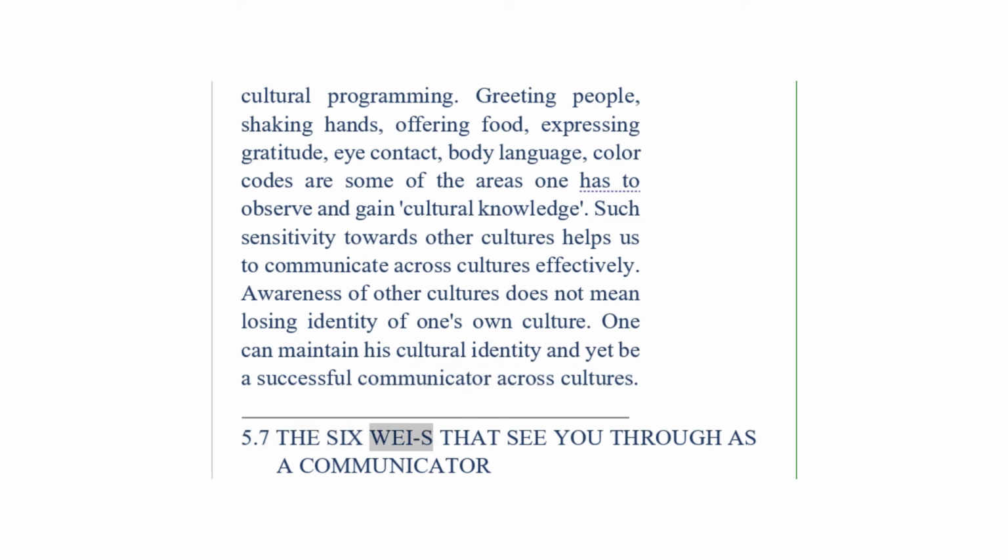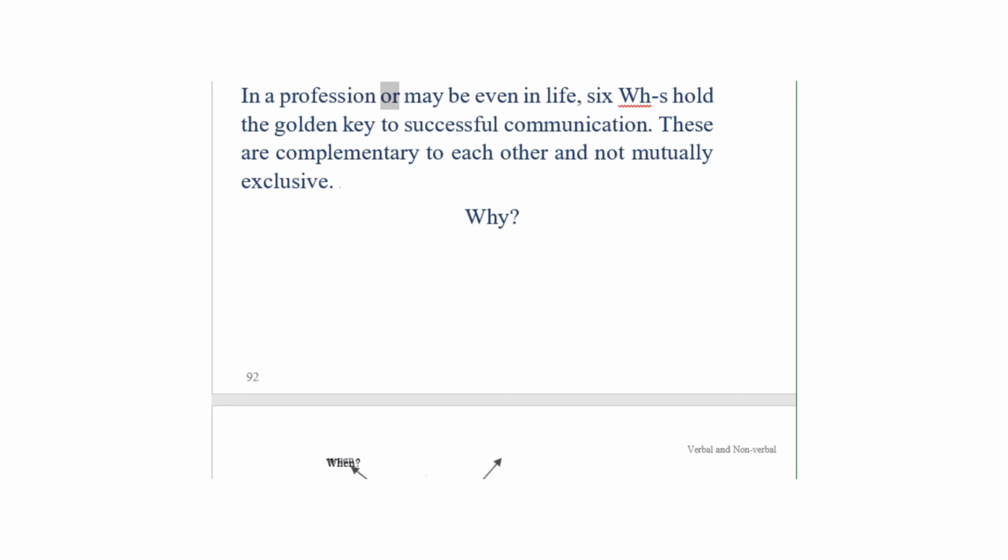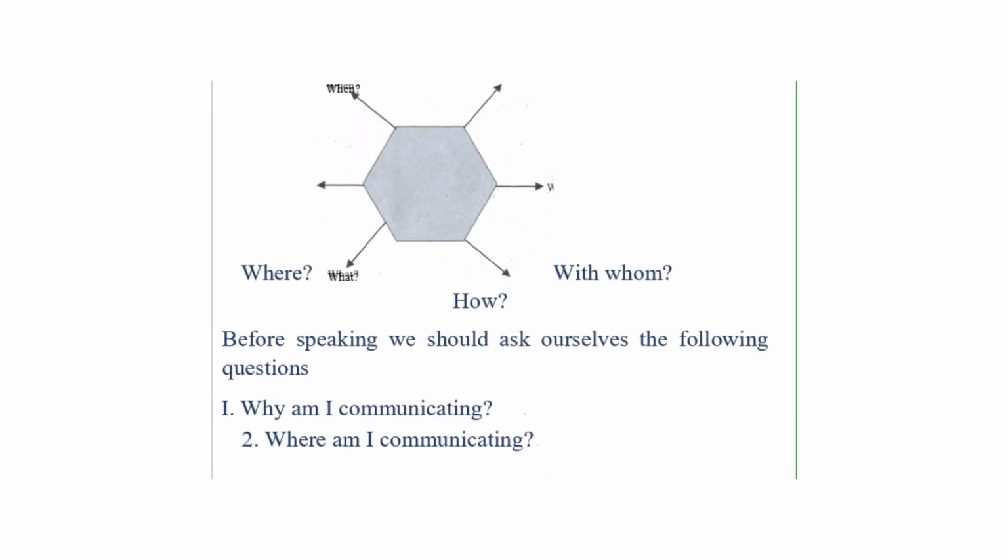5.7 The six Ws that see you through as a communicator. In a profession or maybe even in life, 6 Ws hold the golden key to successful communication. These are complementary to each other and not mutually exclusive. Why? Where? With whom? How? Before speaking, we should ask ourselves the following questions.